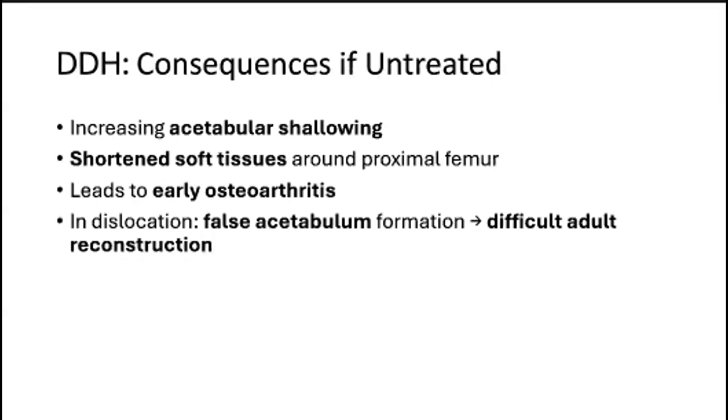So the consequences of untreated, they can have secondary changes where the acetabulum continues to become increasingly shallow. Soft tissues shorten around the proximal femur. Subluxation leads to early osteoarthritis. Incomplete dislocation, the bone acetabulum fills with soft tissue. Then we develop a false socket where the femoral head connects at the iliac crest, and during adulthood, they need reconstruction.